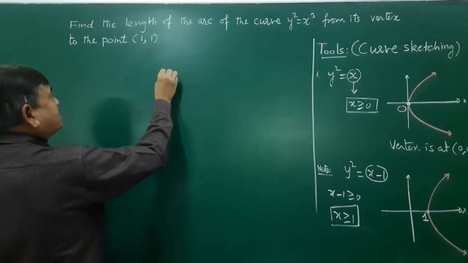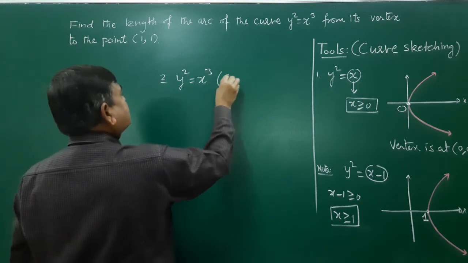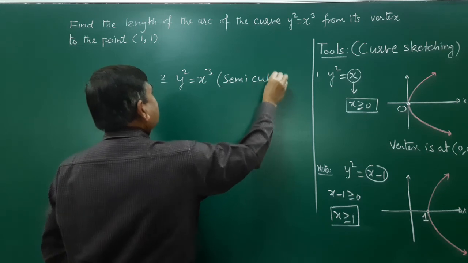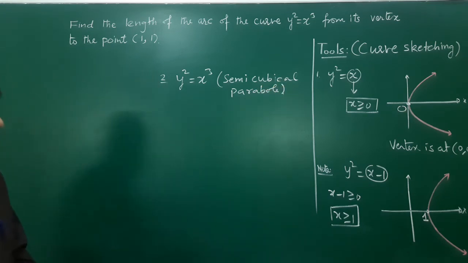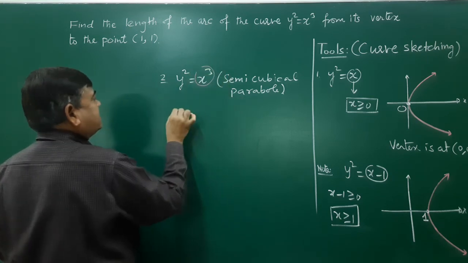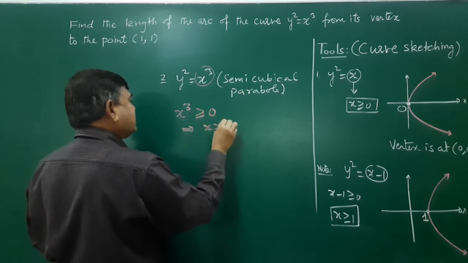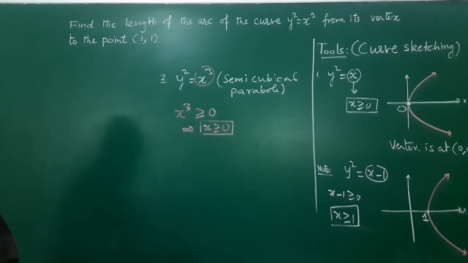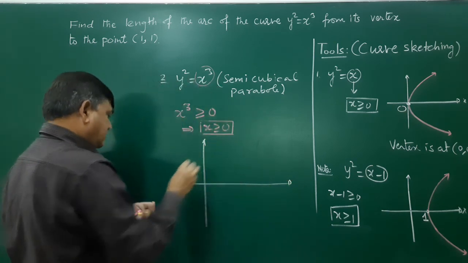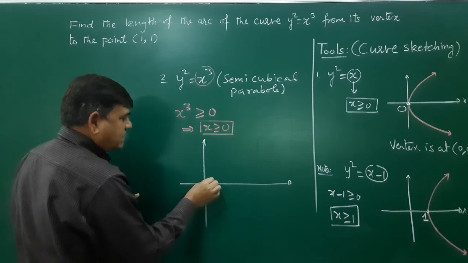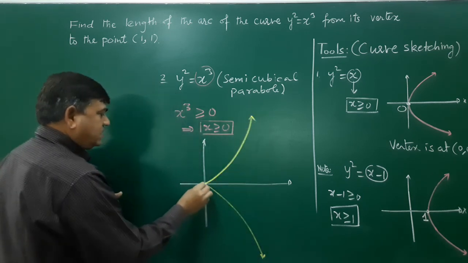Instead of this one, suppose we have number 2, y square equals to x cubed. This is called the semi-cubical parabola. Again, x cubed must be greater than or equal to 0. This implies x is greater than or equal to 0. So this is the condition. The graph is, as x increases, y also increases. So it is like this. Remember this. And this is the vertex.